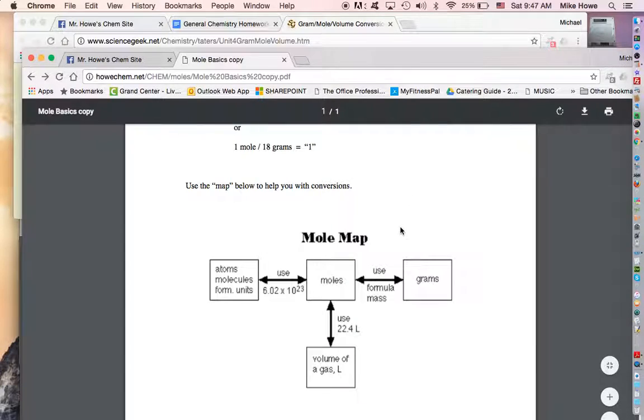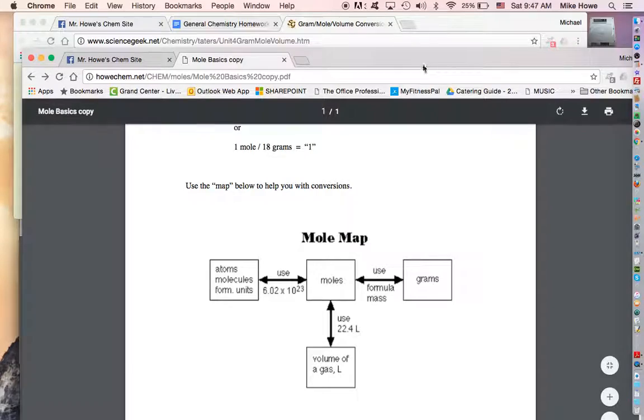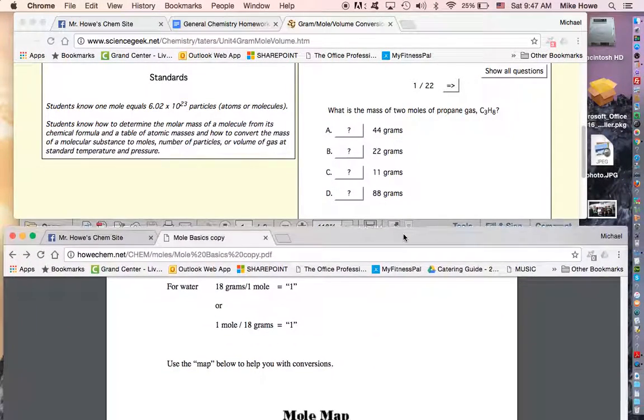What we're going to try and figure out is how to get from grams to moles, or moles to grams, or moles to liters, or liters to moles, or moles to molecules, or molecules to moles, or atoms to liters, or atoms to grams. This little mole map tells you what to use as you go from unit to unit. You remember the three definitions are all shown here: the number of pieces is this number, the volume is this number and only applies to gases, and the formula mass is what you get when you add up those weights.